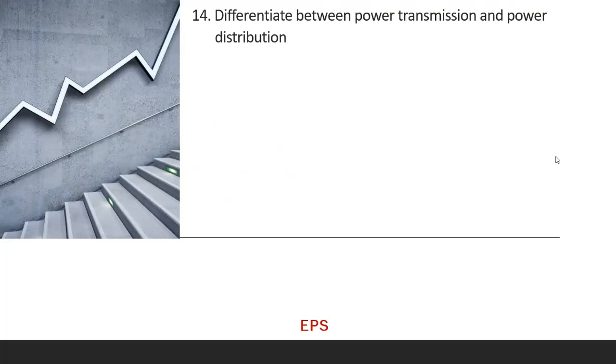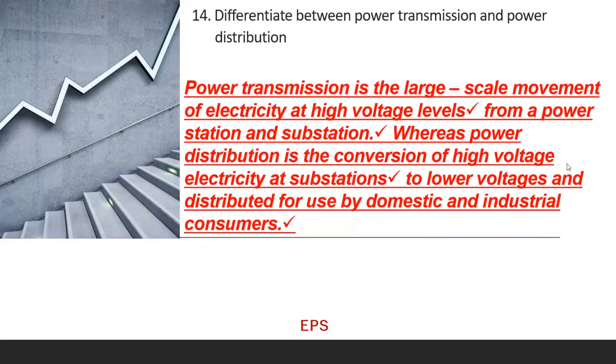Number 14. Differentiate between power transmission and power distribution. So power transmission is the large-scale movement of electricity at high voltage levels from a power station and a substation, whereas power distribution is the conversion of high voltage electricity at substations to lower voltages and distributed for use by domestic and industrial consumers.